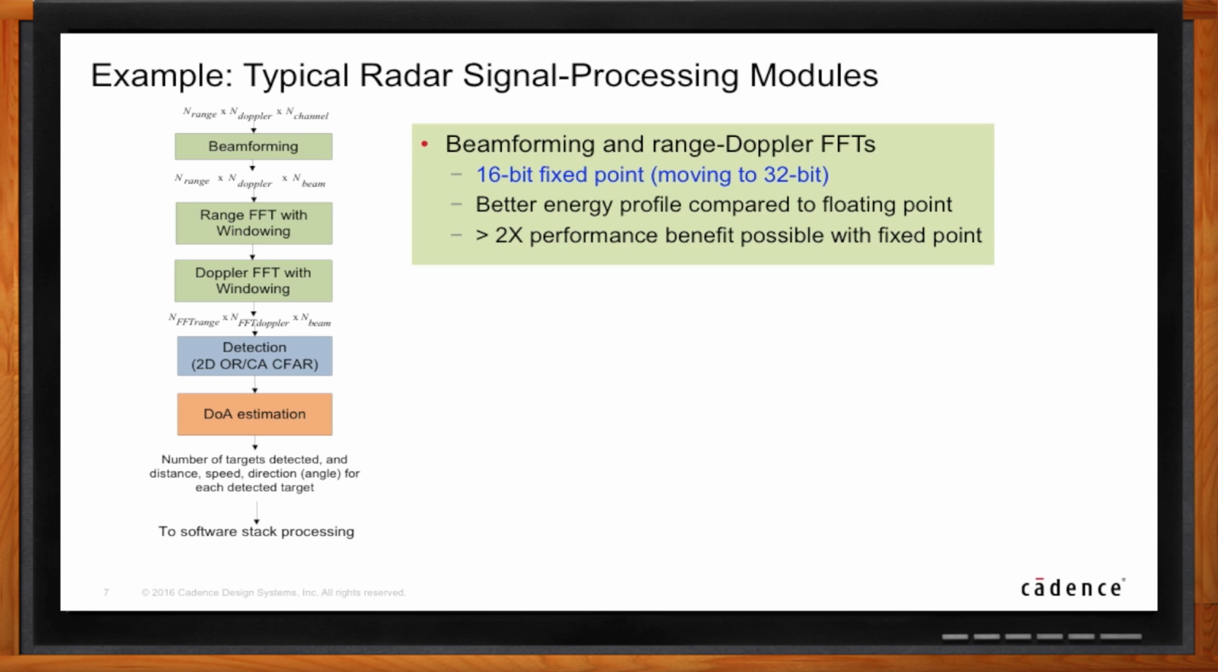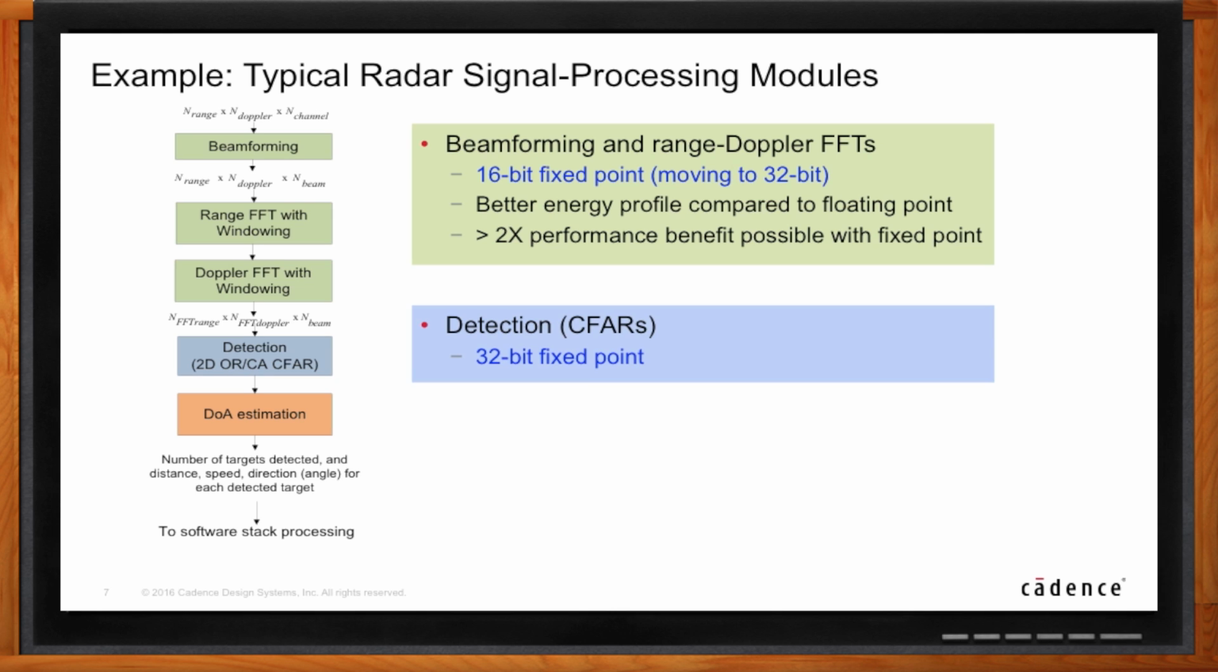Okay. And the reason for that is that the signals that these modules process come from the converters, which are limited in resolution. And so these algorithms, when implemented in fixed point, give a better energy profile and a better cycle performance when compared to floating point. The detection module needs higher resolution, it needs higher precision. It's typically done in 32-bit fixed point.